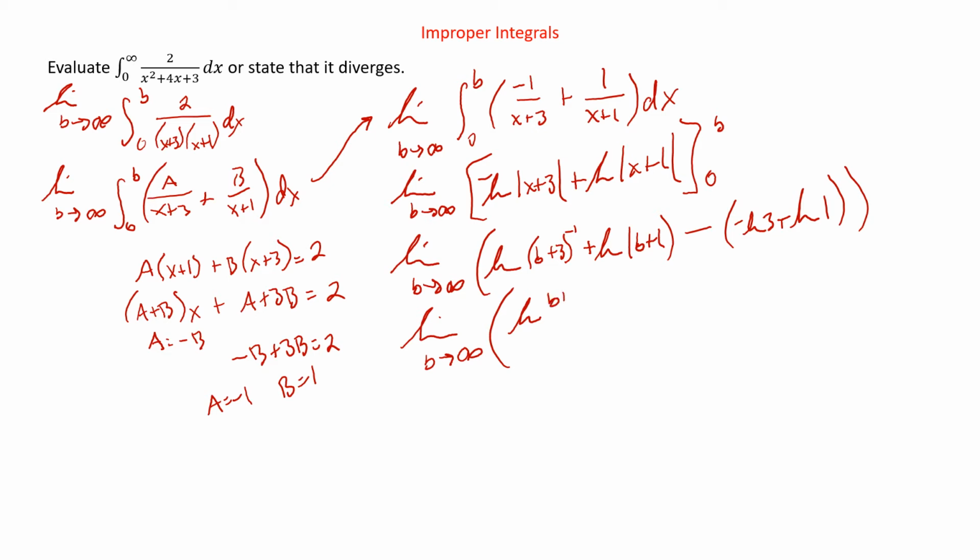So we have b plus 1 over b plus 3 because of that negative exponent. Then it's plus natural log 3, and then minus natural log of 1 is just 0, so we don't need to worry about that. So as b goes to infinity, this b plus 1 over b plus 3 goes to 1. Natural log of 1 is 0, so we end up with natural log of 3. So the indefinite integral in this case turns into natural log of 3.